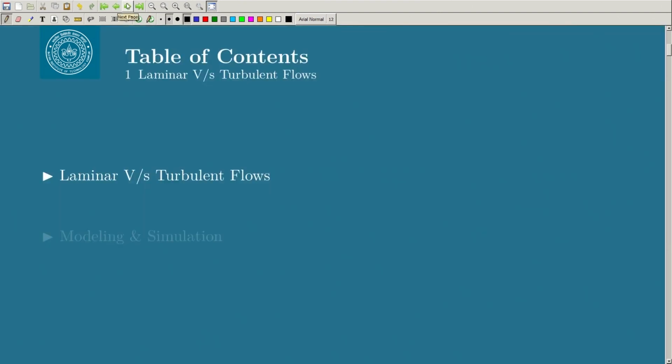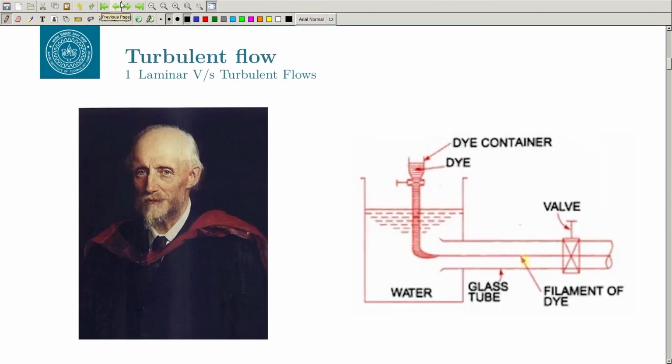Before we go to the turbulent flows, I want to emphasize the difference between the laminar flow and the turbulent flow, right. This goes back to the very old experiment by Osborne Reynolds, done around 1893. The Reynolds number is named after this person. His name is Osborne Reynolds.